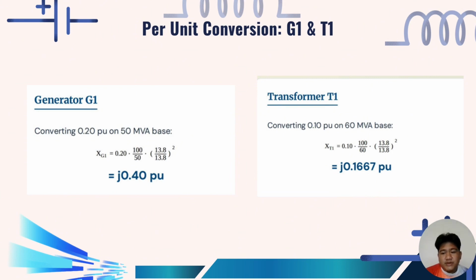0.4 per unit. So for transformer T1, X equals 0.1 per unit at 60 megavolt ampere and 13.8 kilovolt. The calculation: X transformer 1 equals 0.1 times 100 over 60 times 13.8 over 13.8 to the power of 2, and then the answer is 0.167 per unit.